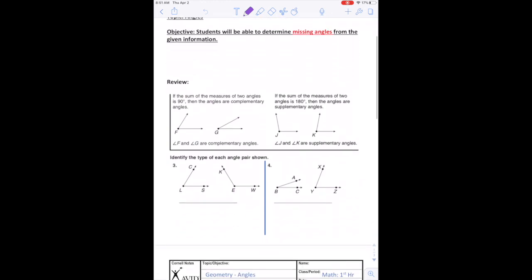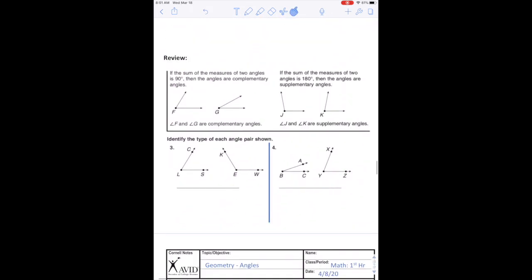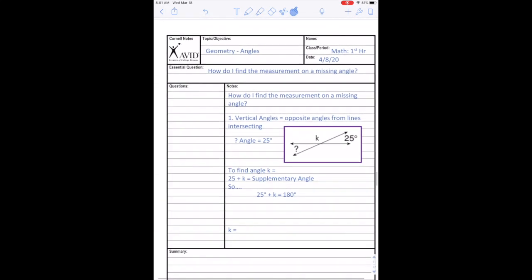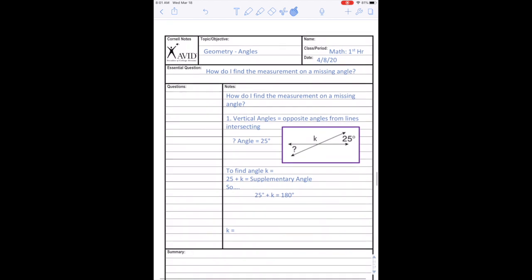So here's a little review to start us off. Just again looking at the words complementary and supplementary and making sure we understand what those mean. And again, complementary is at 90 degrees, supplementary is at 180 degrees. Today in our notes, we're focused on how do I find the measurement of a missing angle.